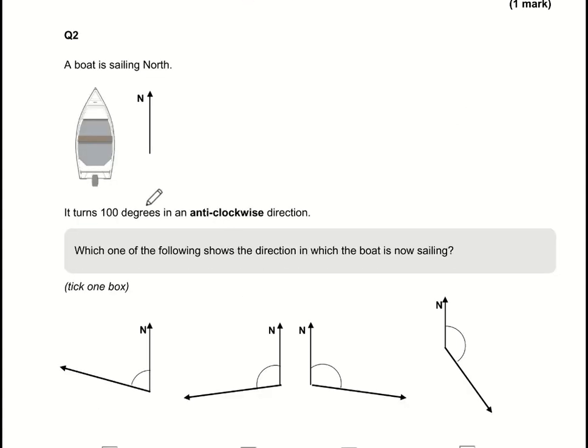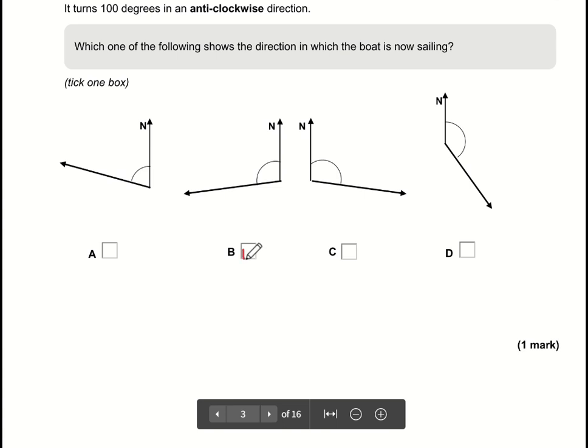Okay, so we've been told it turns 100 degrees in an anti-clockwise direction. So if it turned 90 degrees, it would be going in this direction, so just a little bit more than that. So that would therefore be the second answer, so answer B.